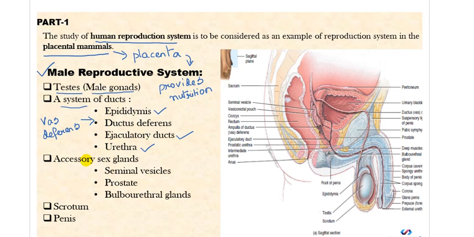And what are the accessory sex glands? The accessory sex glands involve the seminal vesicles, the prostate, and the bulbourethral gland. These three together, they help in the production of the semen. We'll come across this word, what is a semen. Okay, and along with the accessory sex glands, there are two others, that is the scrotum and the penis.